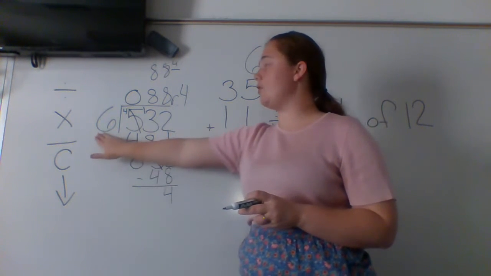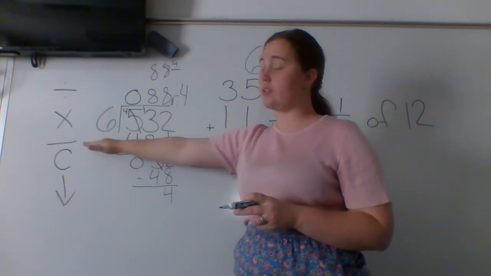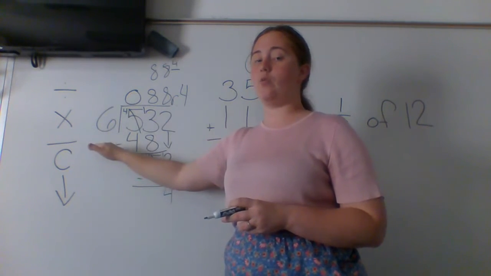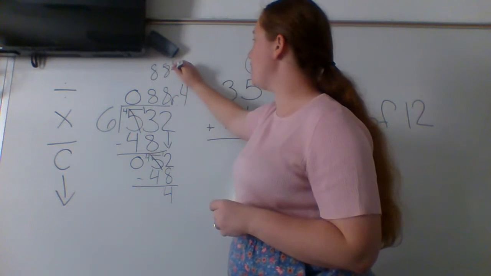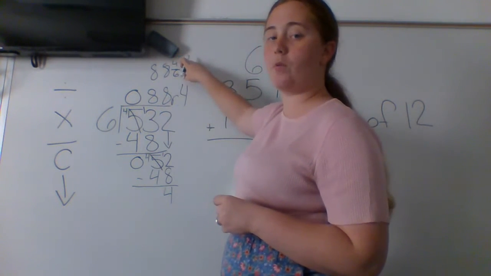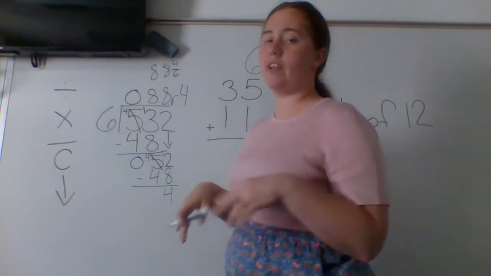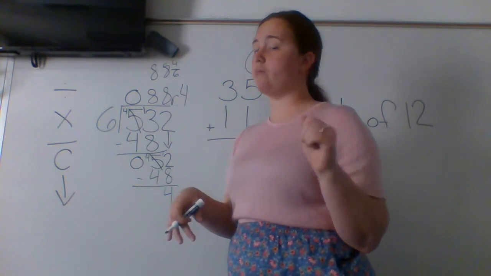Right. This number over here, my divisor, is my denominator. Always, always, always. Whenever we're writing our remainder as a fraction, this number right here, whatever it might be, is going to be my denominator. So it'd be 88 and 4/6. Okay? Like I said, we're not going to have to do that on the test, but just to review.